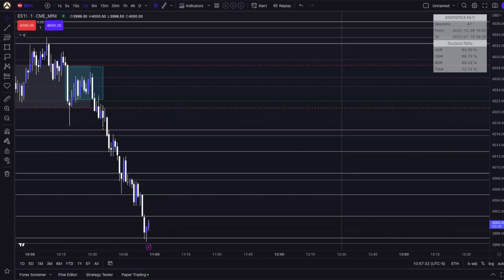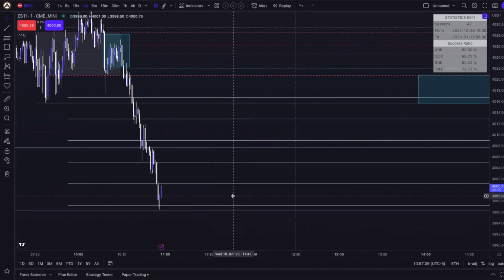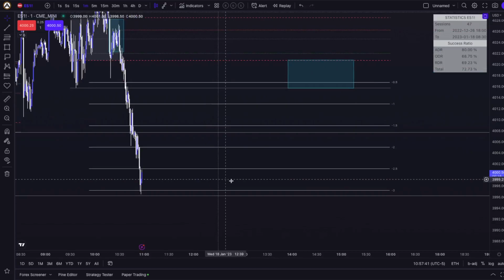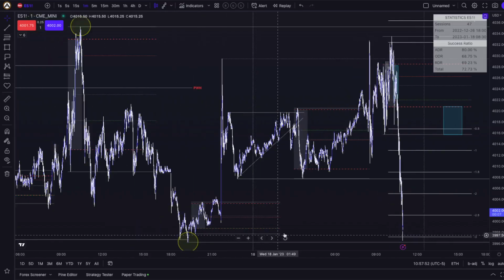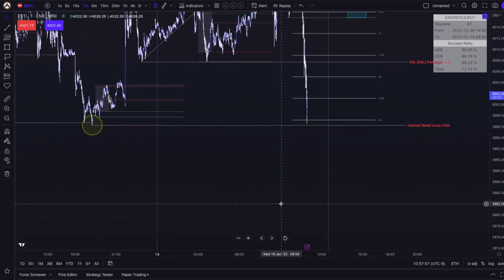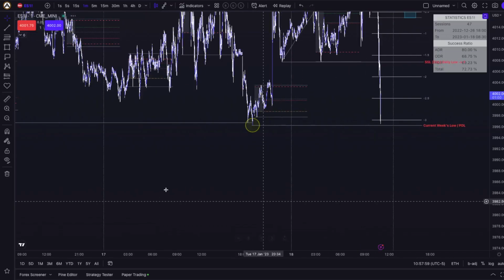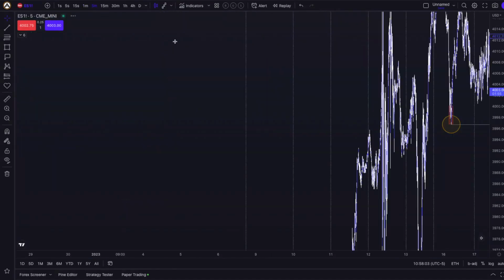We're now at the 4,000 level again. We already hit negative 3 standard deviations according to the IDR range. 3982.5. 3982.5, somewhere around here. Nah, come on, screw it. Let's go on a higher time frame.